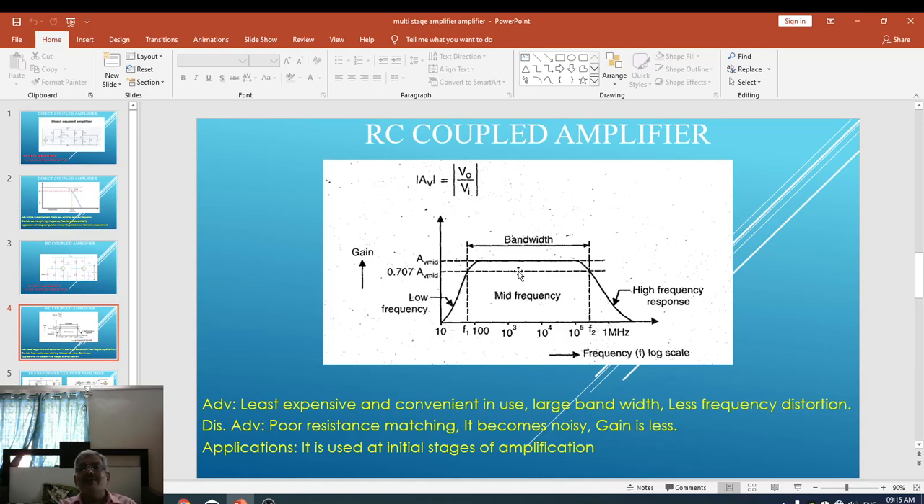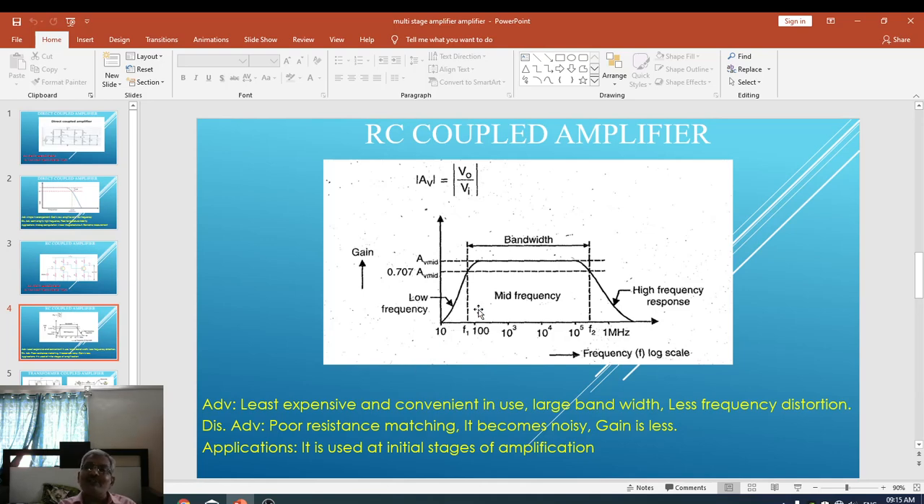Friends, here the frequency response curve is divided into three different regions. One is this region, known as the low frequency region. This is another region where the frequency is high, known as the high frequency region. In between the low frequency region and the high frequency region, the region that lies there is called the mid frequency region.